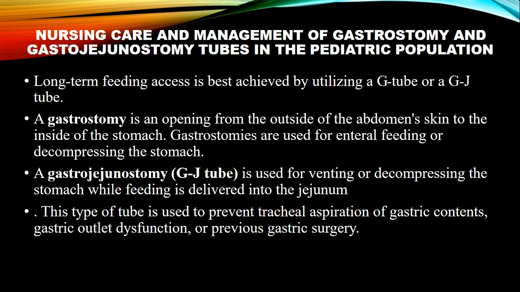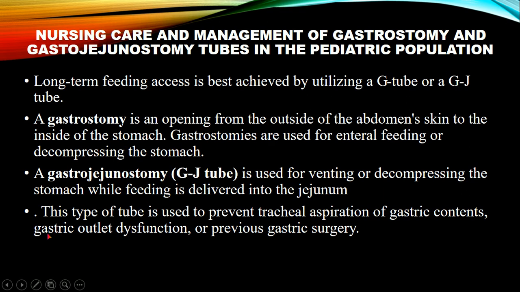Okay. So why do we use this gastrojejunostomy? It is done to prevent tracheal aspiration of gastric contents. What we are interested in is preventing tracheal aspiration of gastric contents, meaning the gastric content should not go into the trachea. That is why we use this gastrojejunostomy tube.